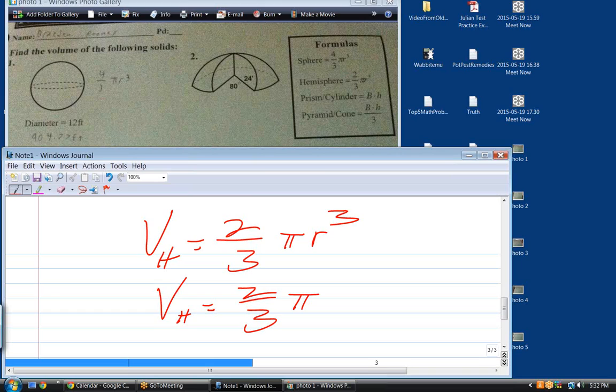What's the radius? Would it just be 2/3 pi r? What's the radius going to be? They're giving it to us in the picture. 24. Okay. So 24 cubed. That's what it would be if it was an entire hemisphere without a chunk missing.